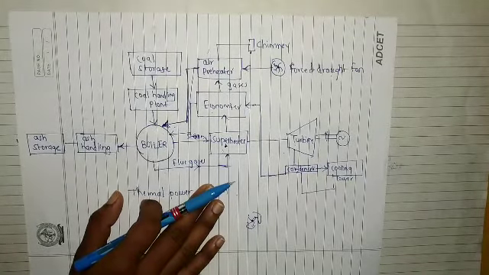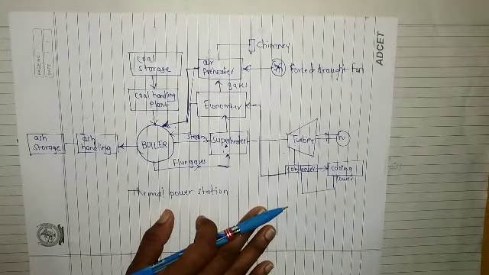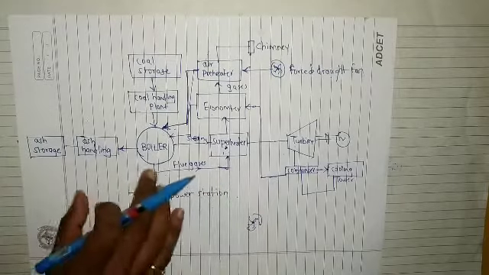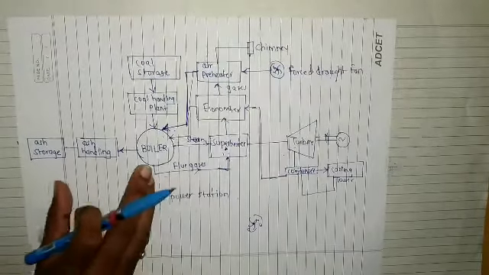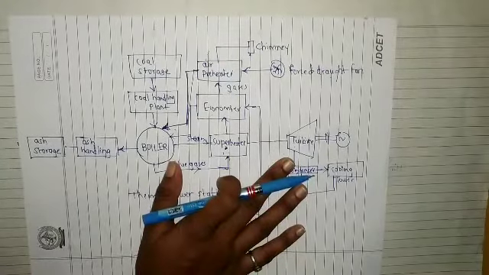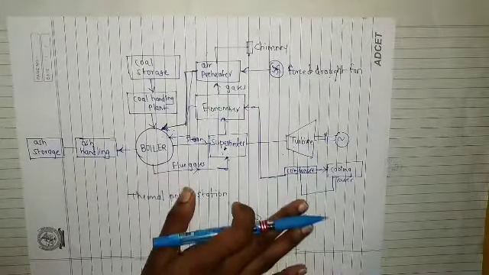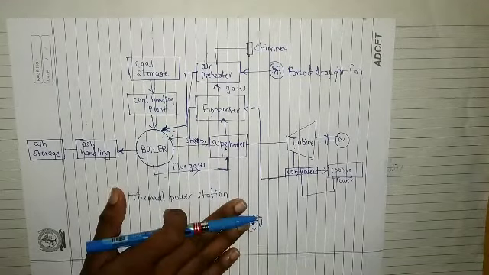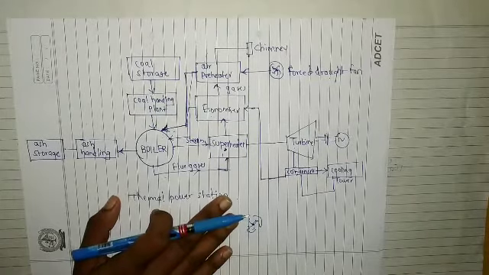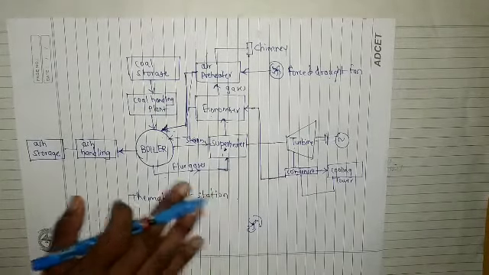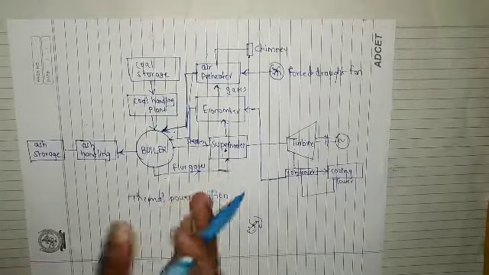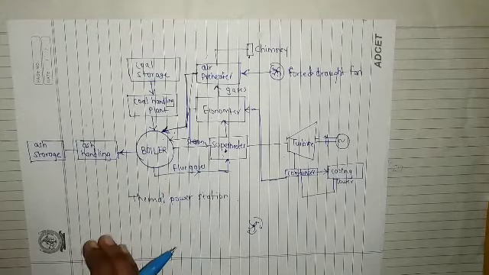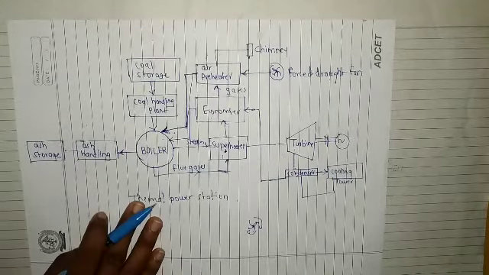Now we'll see the advantages of this power station. The area for this station is small. The area of this plant is small as compared to a hydropower plant. A hydropower plant requires a large area as compared to this thermal power station. If compared with a diesel station, the cost of generation is lesser. The diesel we are going to see next. Diesel is very costly and this is a little bit less costly than the diesel power plant.